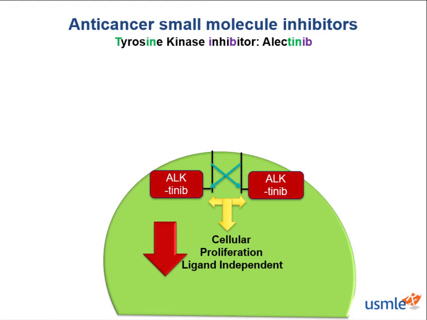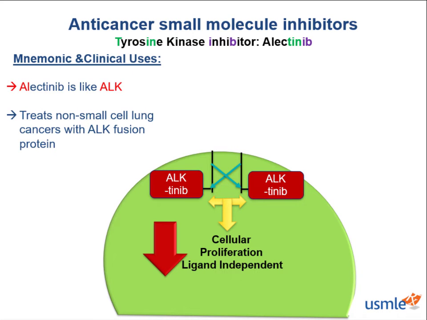With this in mind, let's discuss the mnemonic and clinical uses of this drug. Let the AL in Alectinib remind you of its target, ALK. Specifically, this agent is used to treat non-small cell lung cancer with the ALK fusion protein we discussed here. In terms of side effects, this agent is known to cause edema, rash, and diarrhea. Overall, the thing to know about this drug is its target, the ALK fusion protein tyrosine kinase. You're halfway there simply by knowing that the ending -tinib means tyrosine kinase inhibitor.